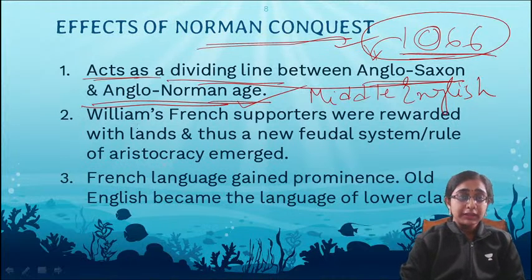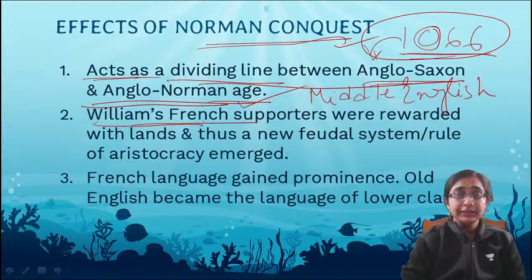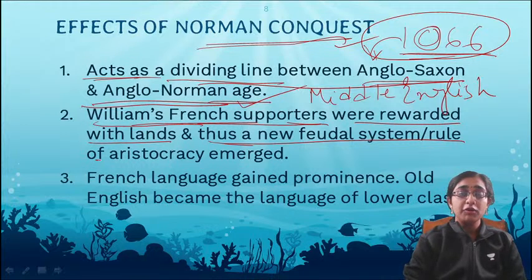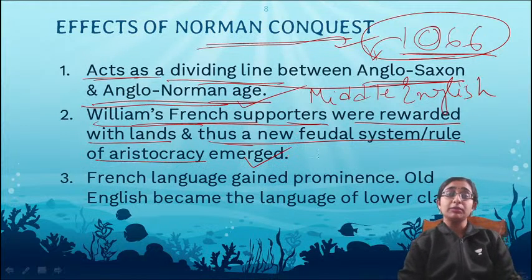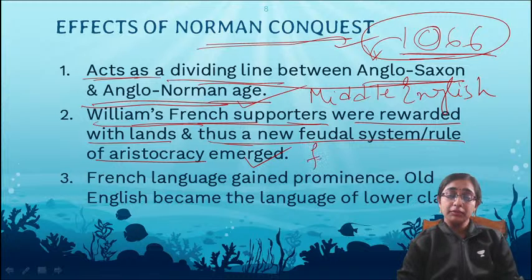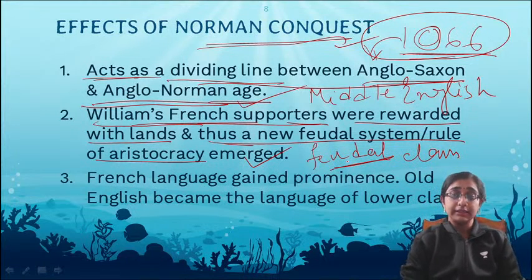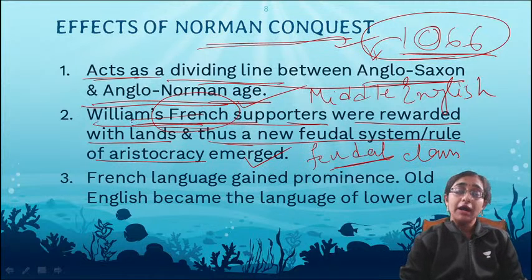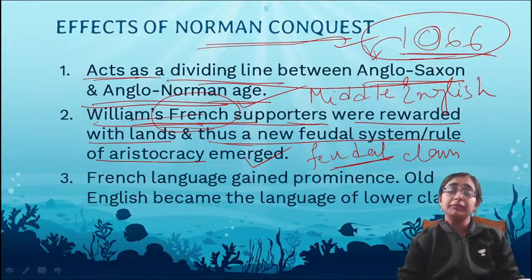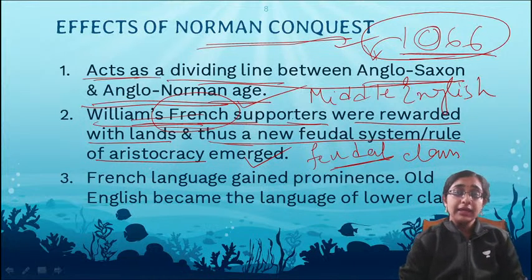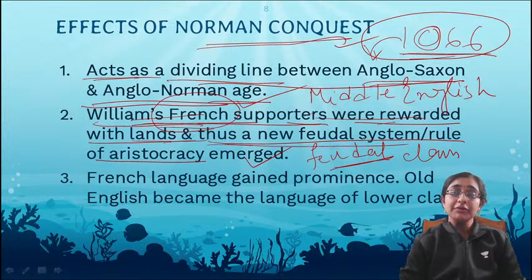Now, what is the next effect? William's French supporters were rewarded with lands, and thus a new feudal system of rule of aristocracy emerged. So a new class of people came who were called the feudal class. So the feudal system came into being for the first time in England. Why? Because the French supporters of the Duke of Normandy, William, were rewarded with lands when William became the king, and thus a feudal system emerged.